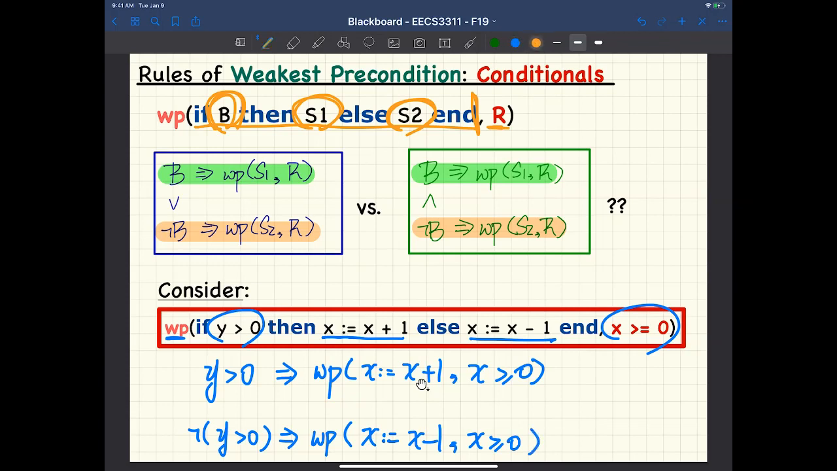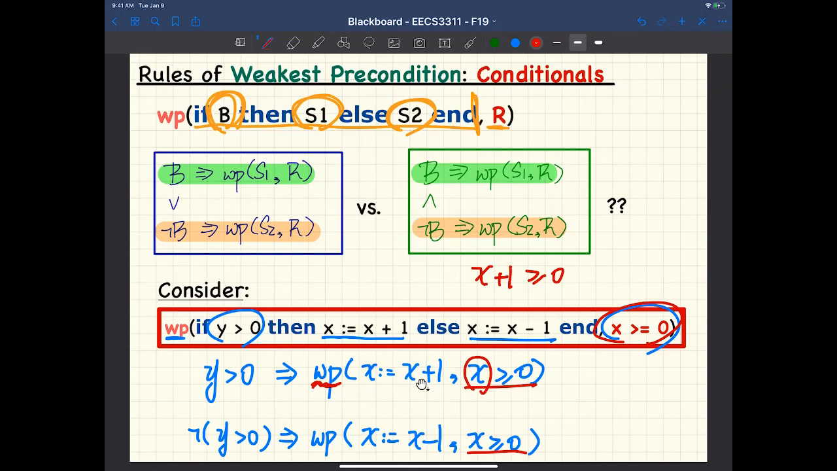And notice one thing here. You can see that's the post condition here, and the post condition is simply repeated twice. Okay? So far, so good. And now, can you just tell me directly what would be the WP over here? So for this one here, you can replace this X by X plus 1, larger than or equal to 0, which is equivalent to X is larger than or equal to minus 1. Are we okay with that?